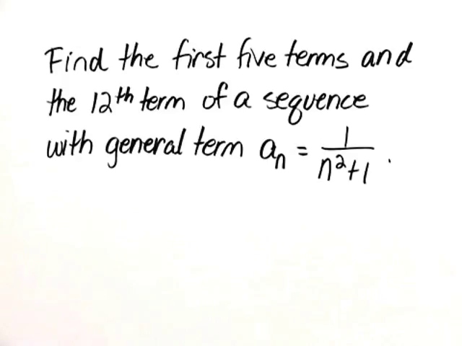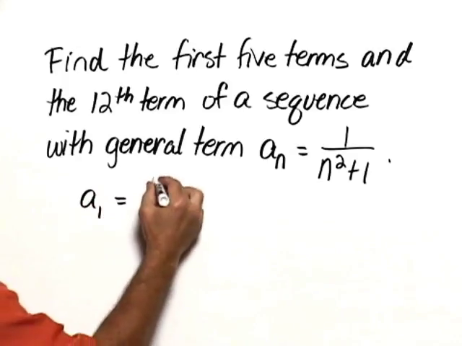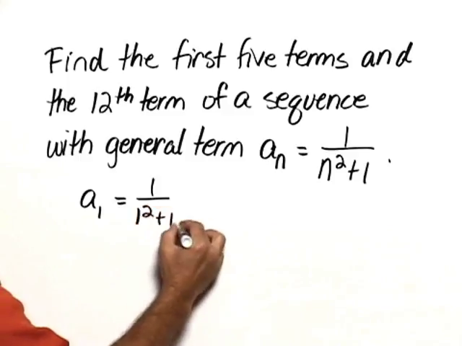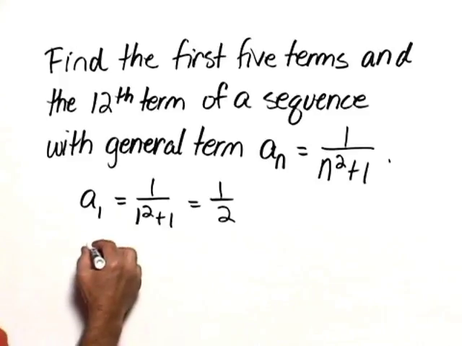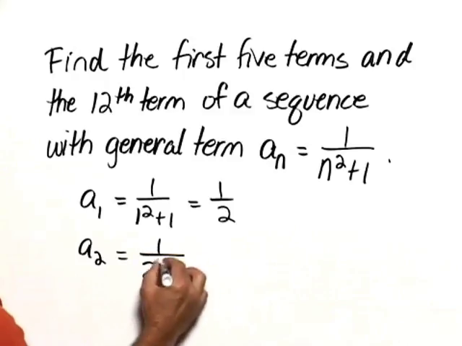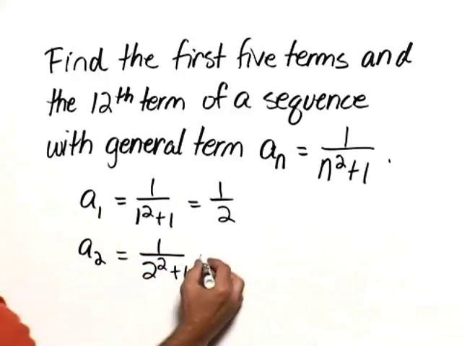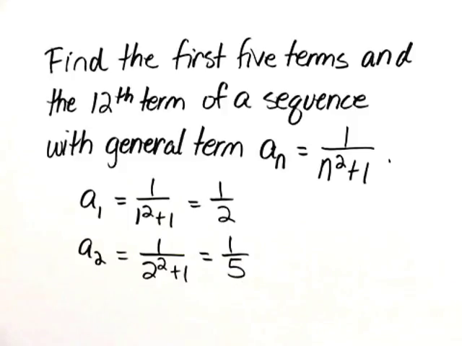So we begin with n equals 1. So a sub 1 would be equal to 1 over 1 squared plus 1, which is 1/2. So the first term is 1/2. The second term, a sub 2, would be equal to 1 over 2 squared plus 1. And that's equal to 1 over 4 plus 1, or 1/5. So our second term is 1/5.